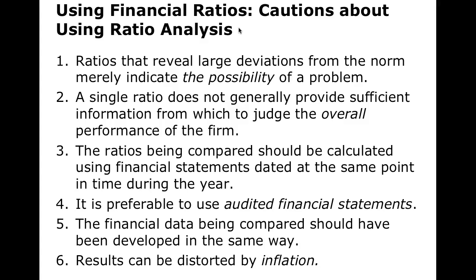Now the ratios being compared need to be calculated using financial statements dated at the same point in time during the same year. So you have to get all the information from a set of financial statements that are of the same time period. So you can't use last quarter's financial statements with information from this quarter's financial statements. They have to all be at the same time. And the financial statements should be audited, officially audited, and signed off by the chief financial officer. And the financial data being compared should have been developed in the same way.